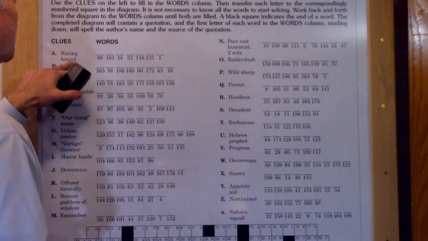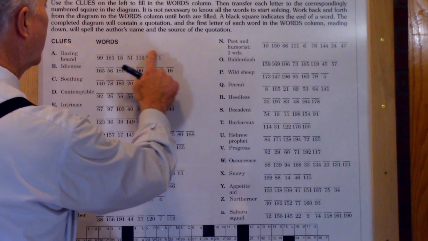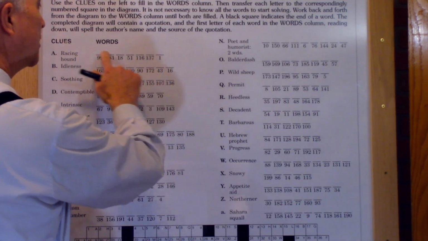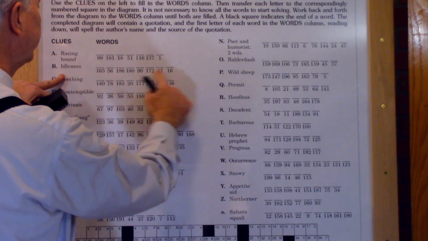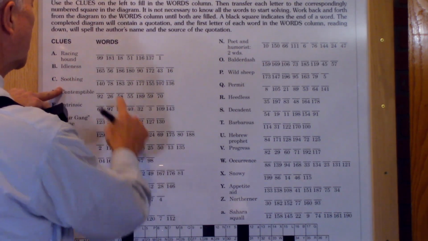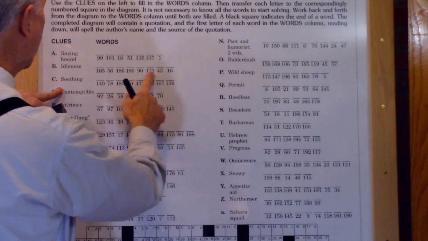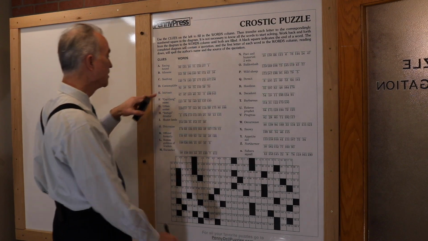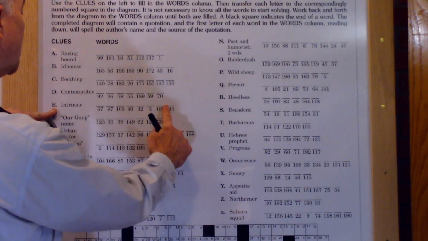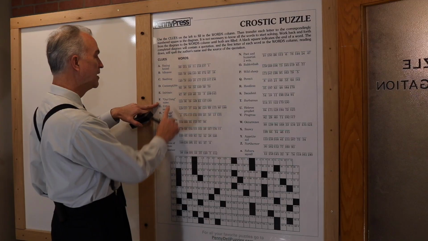Racing hound. Of course, when I think racing hound, the first thing I think of is greyhound, but we only have 7 letters here, so greyhound is not going to fit. Let's move on. Idleness. Can't think of anything there. Soothing. Calming is too short, fit there. Contemptible. This is not going well here at the outset, but let's move on. Intrinsic. Don't know.